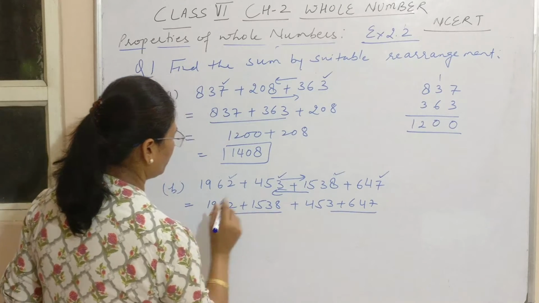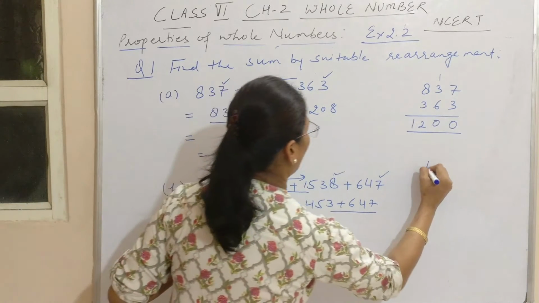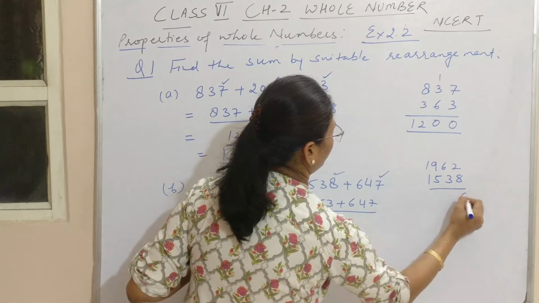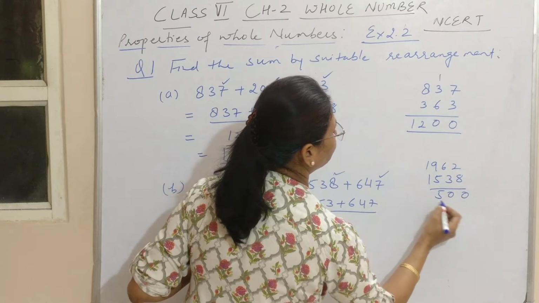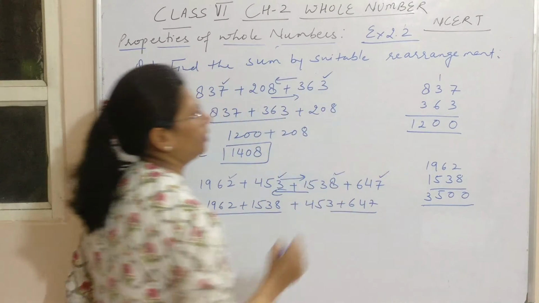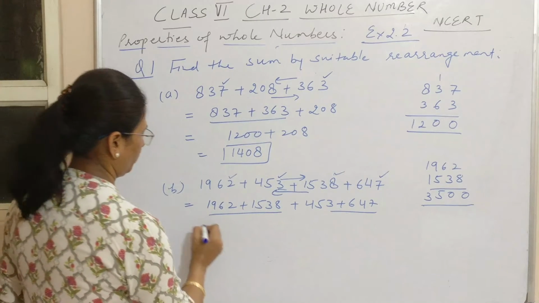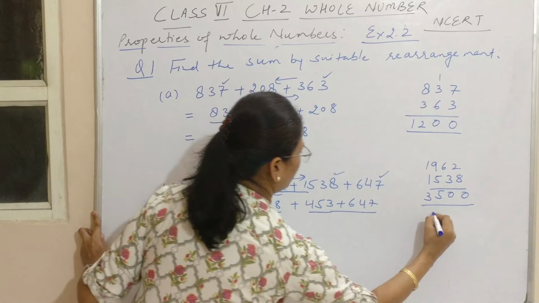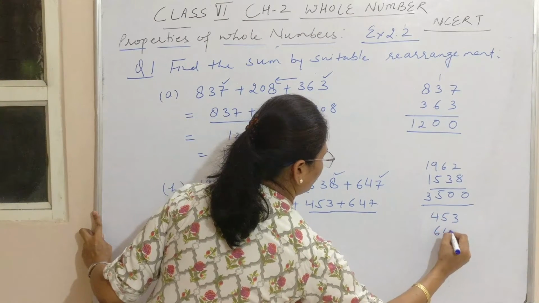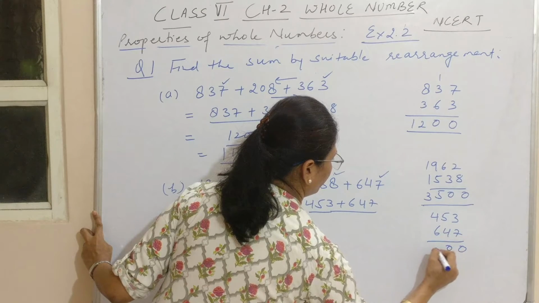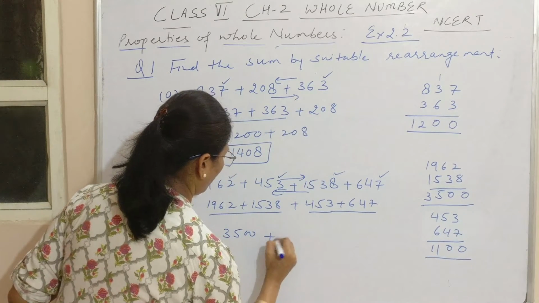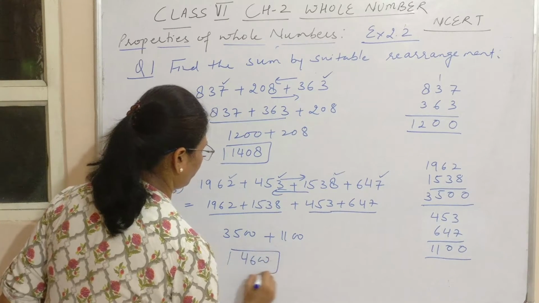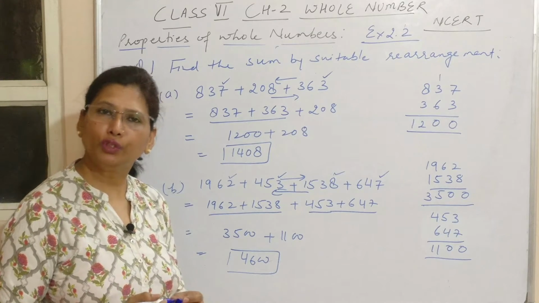So we can add these 2 terms, 1962 and 1538. Here, if you see, I'm getting 3500. So the sum is 3500. Moving to the second part, 453 plus 647. This is 1100. Once you add, you get 4600. So simple. You can practice more questions of these.